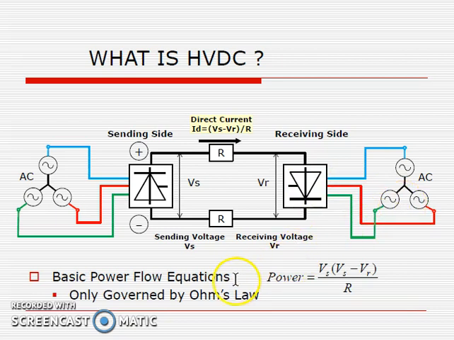The basic power flow equation is governed by Ohm's law. It means direct current Id is equal to (Vs minus VR) by R, where R is the resistance of the conductor, Vs is the sending end voltage, and VR is the receiving end voltage.